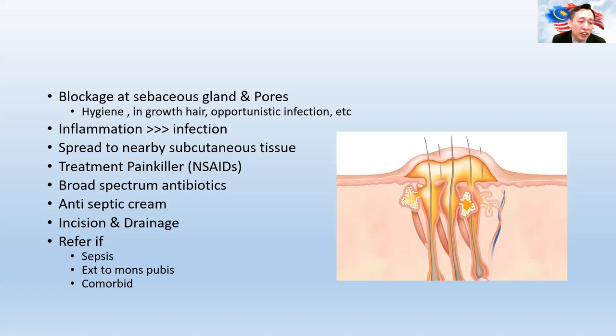So refer if the patient is septic, or the abscess has extended into the mons pubis, or the patient has a lot of comorbidities, like age, diabetes, high blood pressure. This is a case of heart disease. This is a case where you want to make a referral.